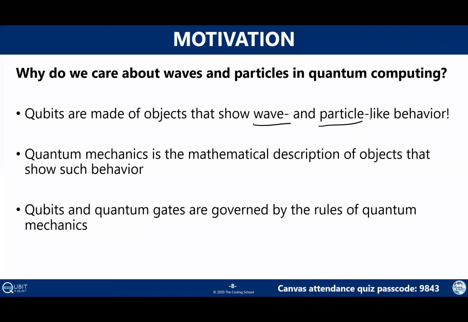The reason we need quantum mechanics instead of just regular, classical physics, is because we needed a new mathematical framework that captures both waves and particles. If you look at just classical physics, these two objects are treated separately. You have some equations that apply to waves, some equations that apply to particles, but nothing that really brings them together. The final statement then is that qubits and quantum gates and pretty much everything in quantum computing is governed by the rules of quantum mechanics.